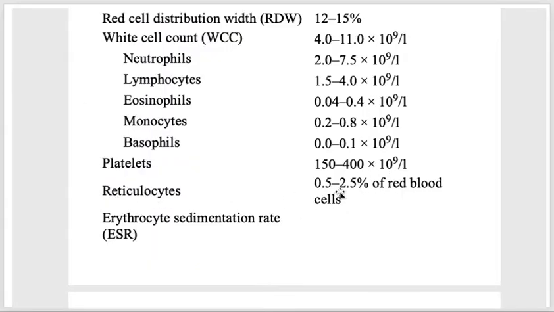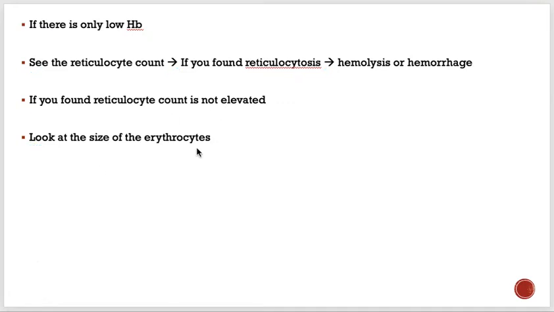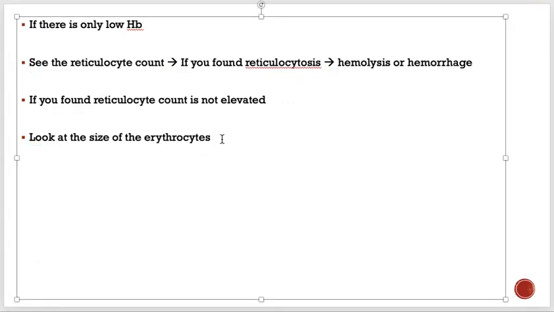Okay, so if I found the reticulocyte count is increased, it could be hemolysis or hemorrhage. But if the reticulocyte count is decreased, it means that the bone marrow is not making enough red blood cells. So the next thing I'm going to see is the size of the RBCs, and how can I know about the size of RBCs? By looking at MCV. So what is MCV? We look at mean corpuscular volume. What is corpuscle? Corpuscle is the cell.